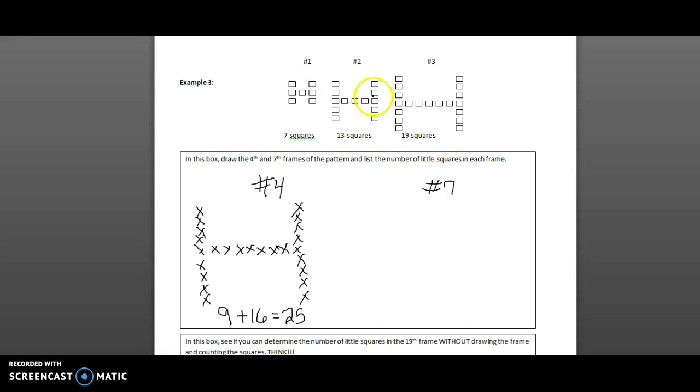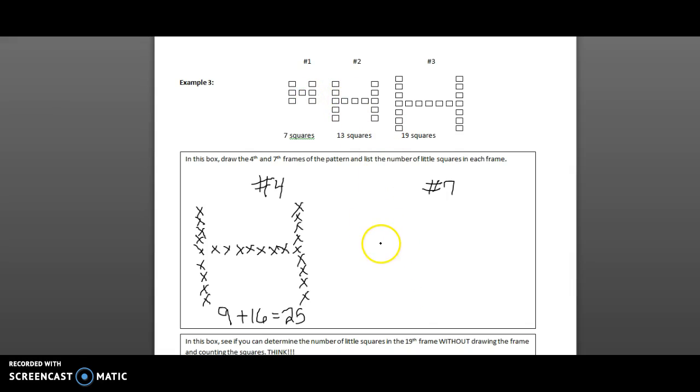The 2nd frame was 5. The 1st frame was 3. So this middle, this horizontal part of it, is double the frame number plus 1. So if I double 3, that's 6, add 1 is 7. I double 2, that's 4, plus 1 is 5. I double 1, that's 2, plus 1 is 3.